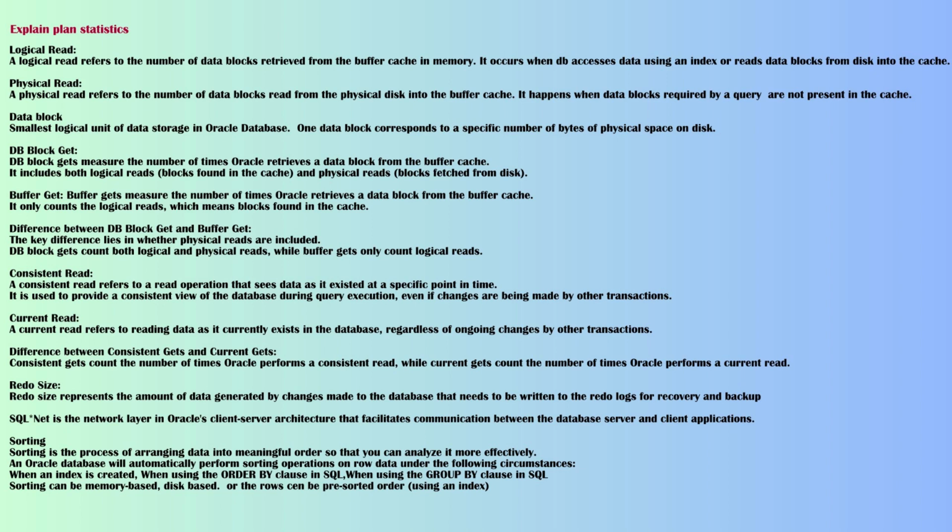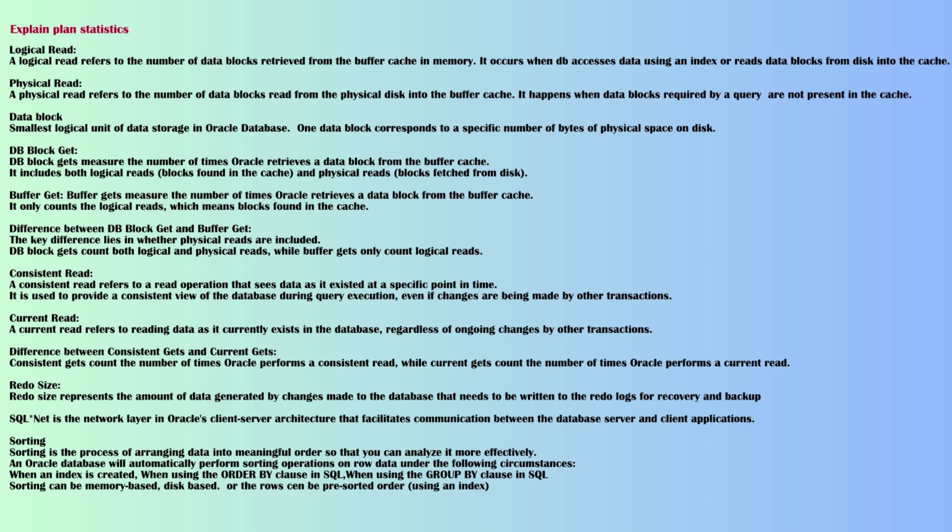What is DB block get? DB block gets measure the number of times Oracle retrieves a data block from the buffer cache. It includes both logical reads, blocks found in the cache, and physical reads, blocks fetched from disk. What is buffer get? Buffer gets measure the number of times Oracle retrieves a data block from the buffer cache. It only counts the logical reads, which means blocks found in the cache. What is the difference between DB block get and buffer get? The key difference lies in whether physical reads are included. DB block gets count both logical and physical reads, while buffer gets only count logical reads.